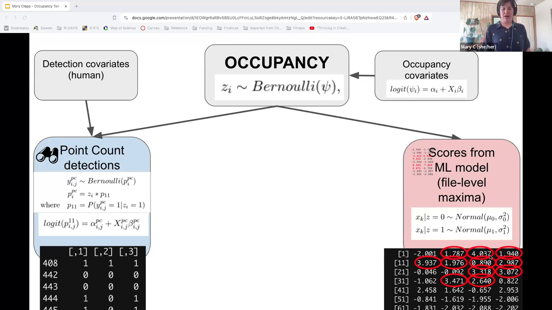scores. Whereas all of the scores that accumulate at unoccupied sites are probably all or should all be quite low.